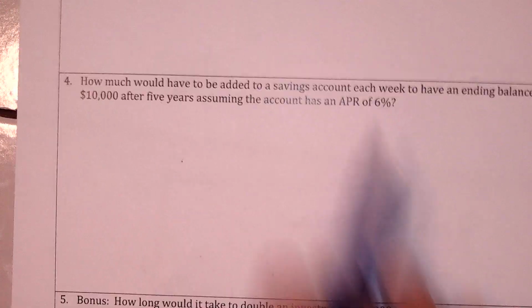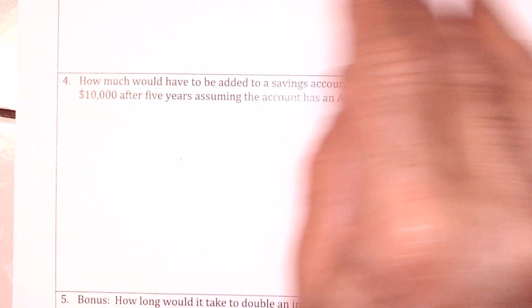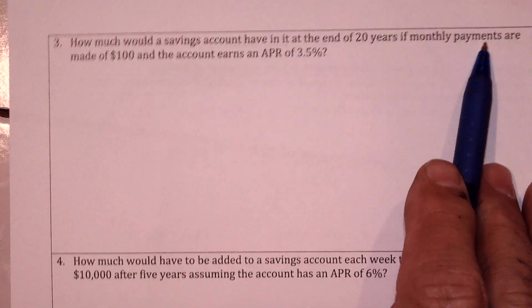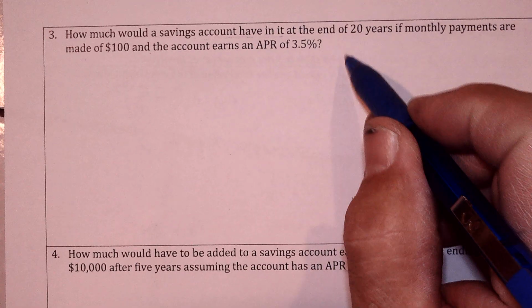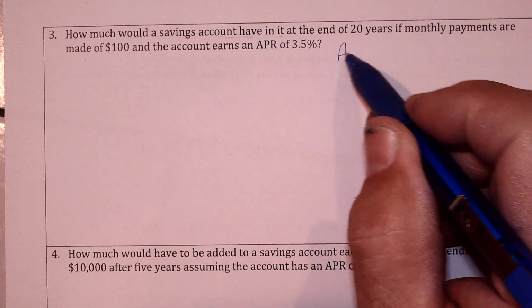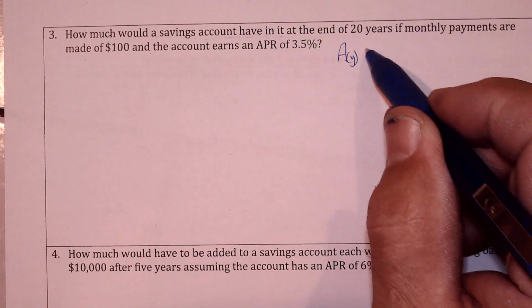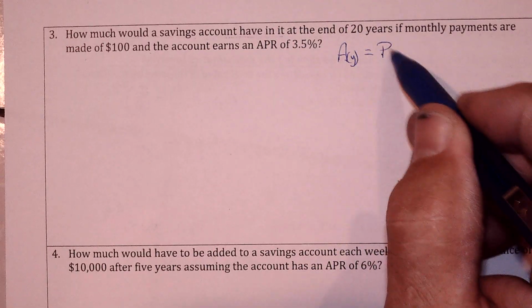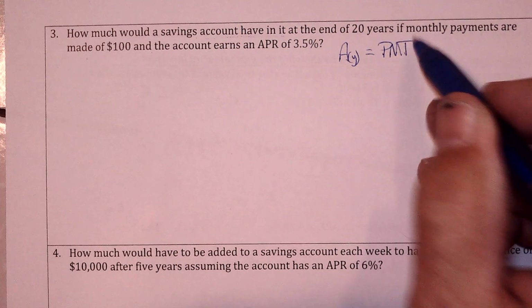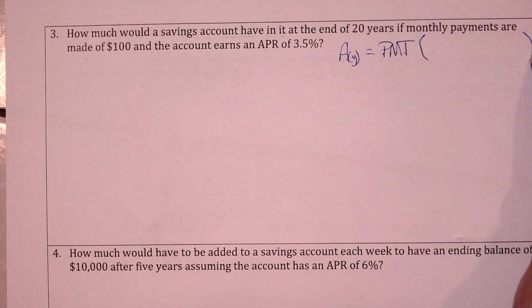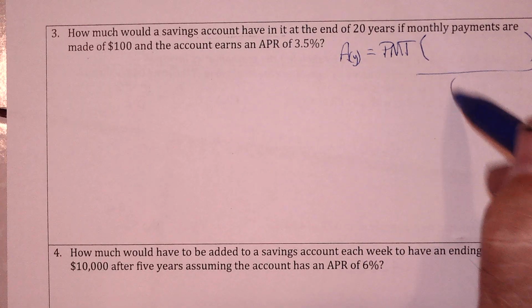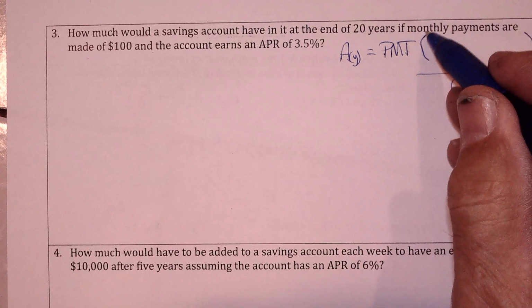How much would a savings account be if monthly payments are made? Oh, so we're making payments into a savings account. That's the third formula that we worked on. The amount after so many years is the payment you put in, the book called a PMT, times, and there's a numerator and a denominator that's a little bit complicated.